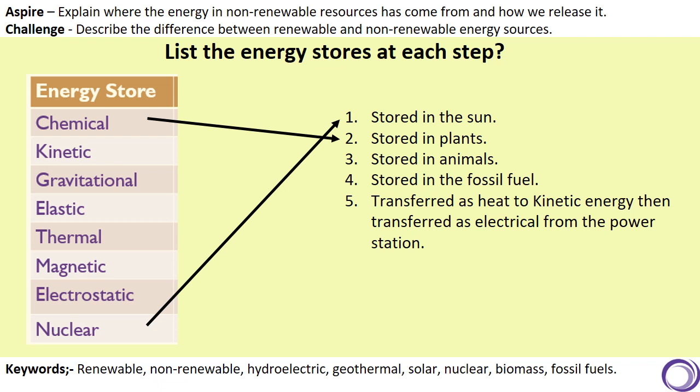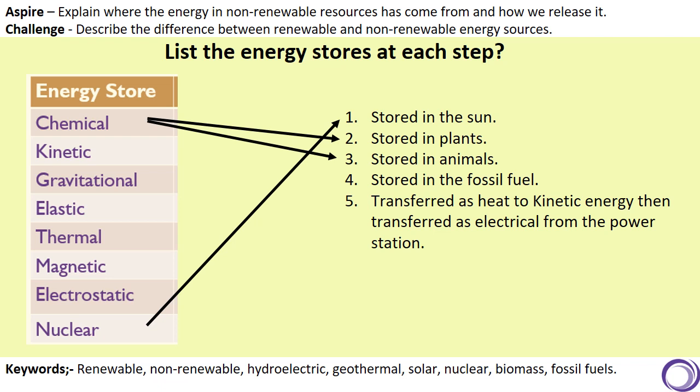Now you'll notice I've not mentioned light there. Light is the way that the energy is transferred, so it's not an energy store. So energy is transferred by light, which is electromagnetic radiation from the sun to the earth, but that's not an energy store. So then we've got next stored in plants. So the animals then are eating the plants. So then you'll have a chemical energy store in the animals.